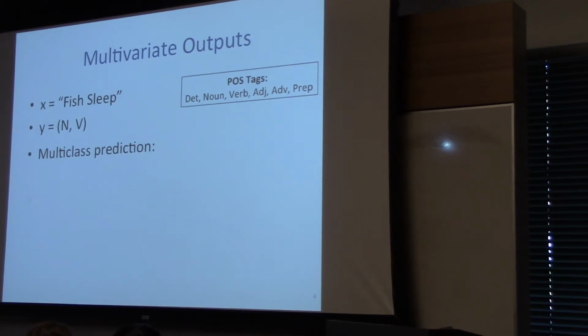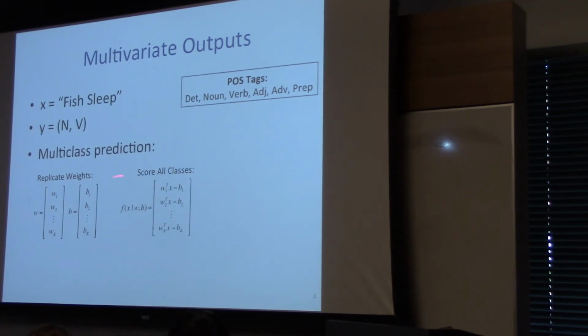So let's talk about multivariate outputs from a simple perspective, which is multiclass prediction. Multiclass prediction basically posits that there are a number of different classes you can predict, not just binary. And the simplest thing you can do in multiclass prediction is to keep a set of models. In the linear case, it's a set of linear models, one for every class. Then you score every class according to the model parameters of that class, and then you pick the class that has the highest score.